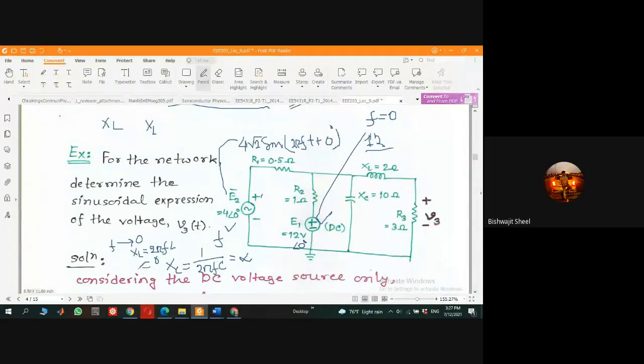Short circuit. Perfect. And what does infinity resistance mean? An open circuit. So this shows that in DC, the inductor and capacitor will never work.